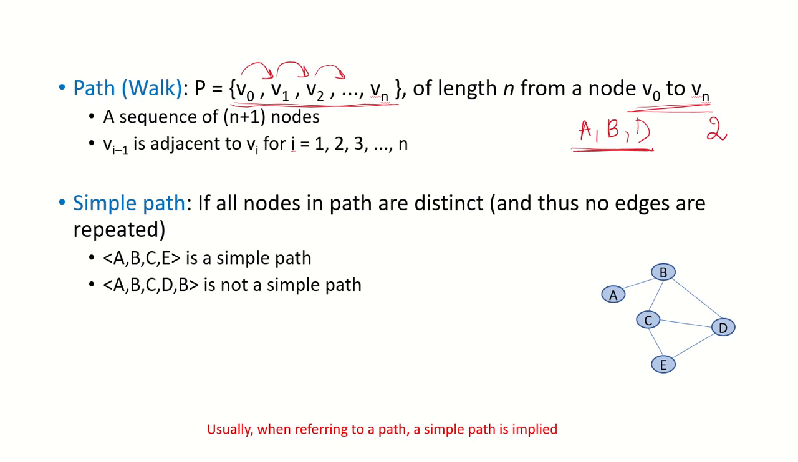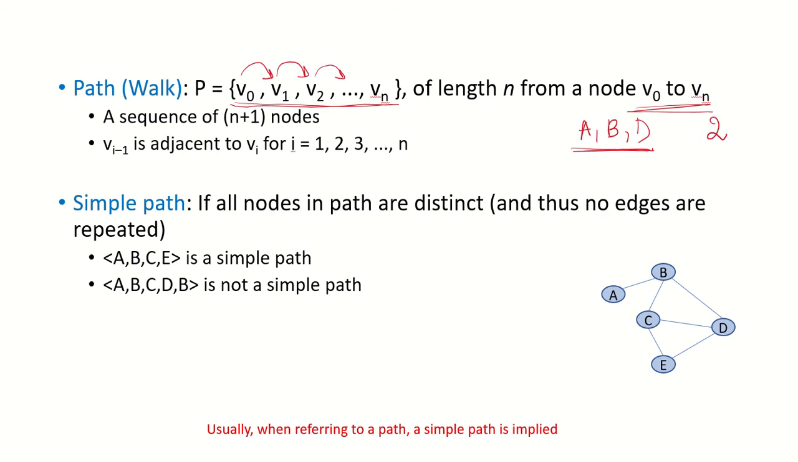Can we say that A, C, D is a path? No, because there is no edge going from A to C directly. There is no edge over here which is connecting these 2 nodes. A is not adjacent to C, so we cannot say that A, C, D is a path.